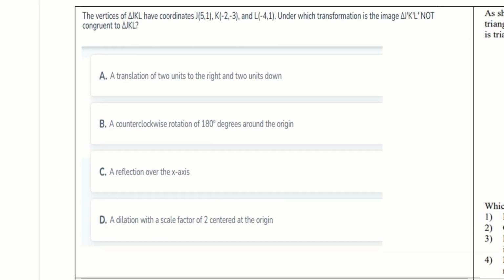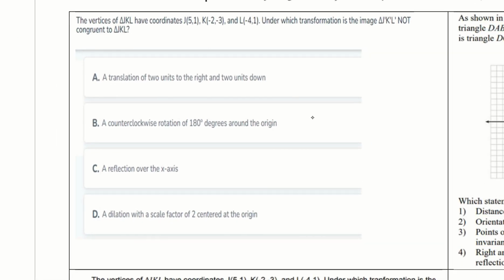Okay, so here they're saying you have a triangle. Which transformation is the image not congruent? That means you have to do some kind of dilation. So this is a rigid motion, so this can't be the answer. Translation is a rigid motion. Counterclockwise rotation, rigid motion. Reflection, rigid motion. Dilation, this is my answer. Dilation is a similarity transformation.